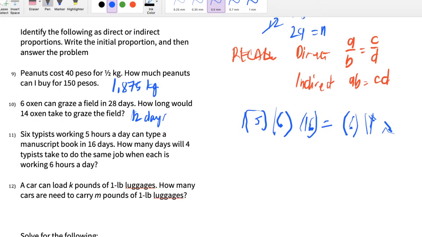Okay, since nagloloko, I'm gonna cut this first and reboot. Okay? Sorry, guys.